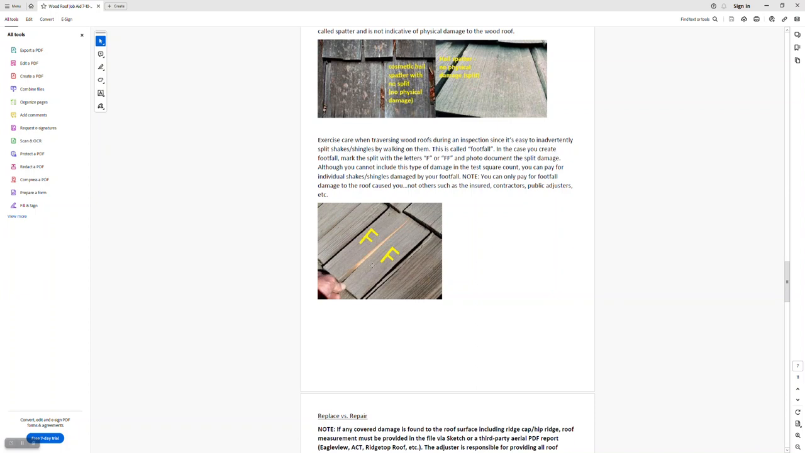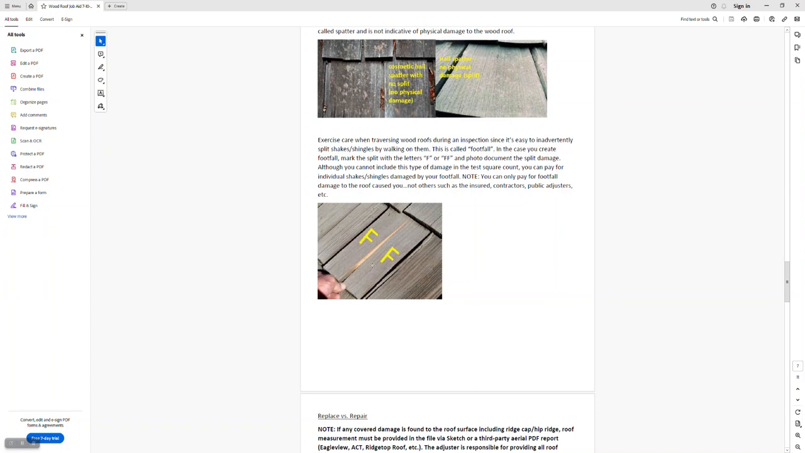Footfall is an individual breaking or marring of a shingle or a shake like this by walking on it. That is not happening in every test square, every square across that slope. Well, you can include those if you are not meeting thresholds and you're doing repairs to roofs. Then you can obviously include those footfalls.